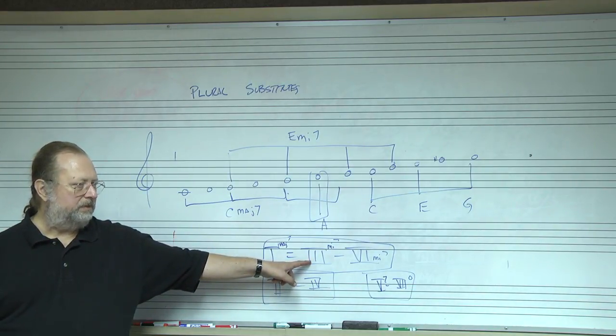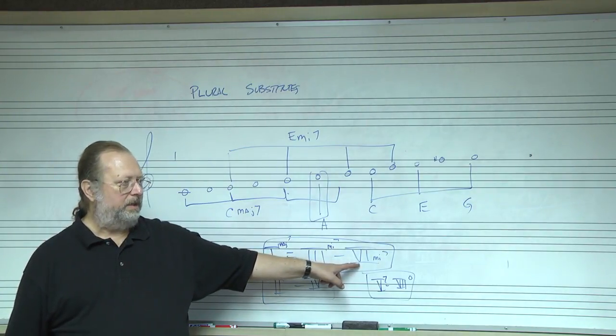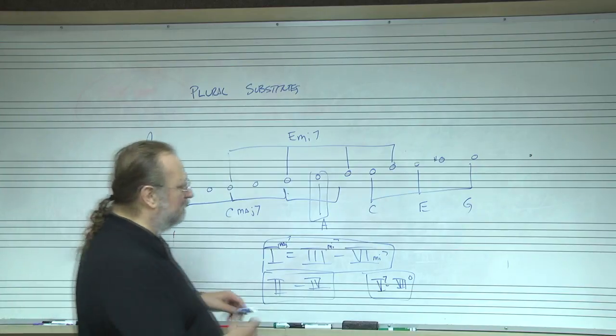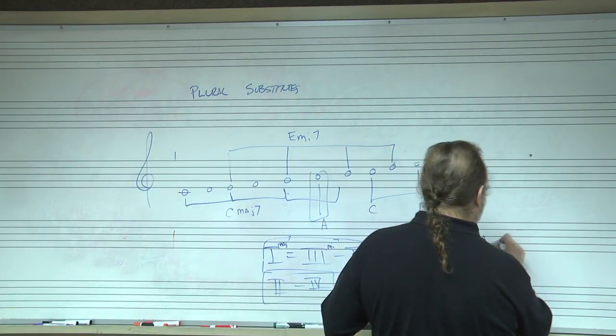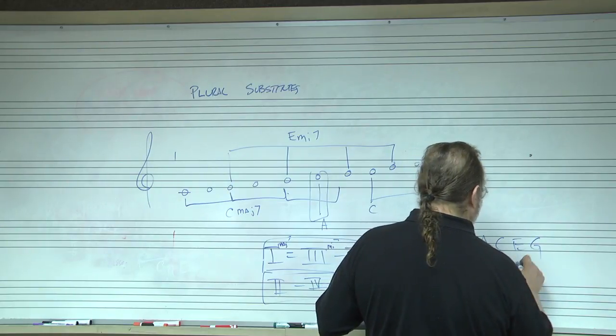That's a D major 7. That's an E minor 7. Or 6 minor 7 would be a what? A minor 7, right? So what's an A minor 7? Or you could call it a C, E, G, A.